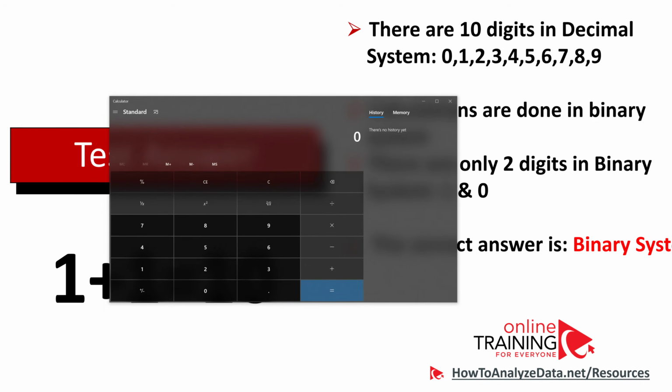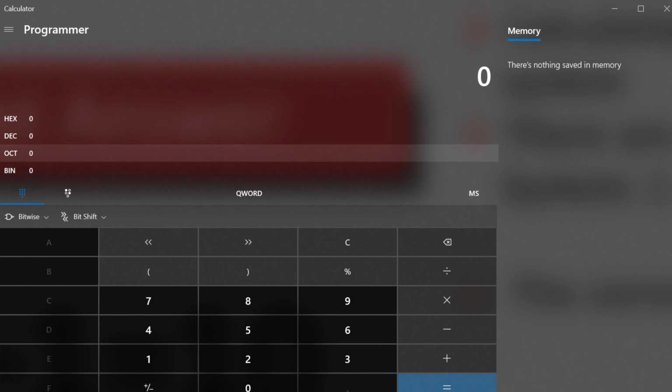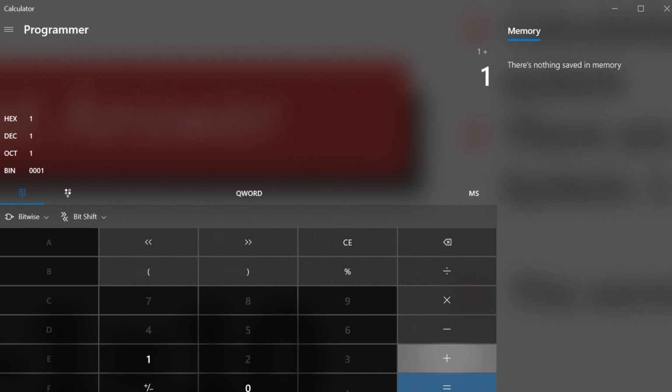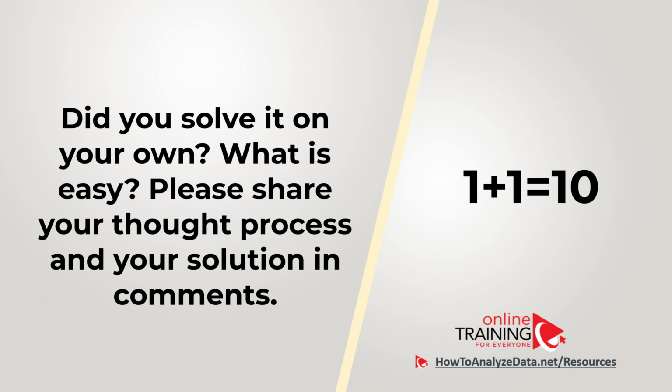If you launch Calculator in Windows and then switch to the Programmer Calculator, you can choose different systems. By default, it's a decimal system. But if we switch to binary, and then we add 1 plus 1 equals what looks like 10, in reality it is 2 in the decimal system. Hopefully you've nailed this question and now know how to answer similar problems on the test.